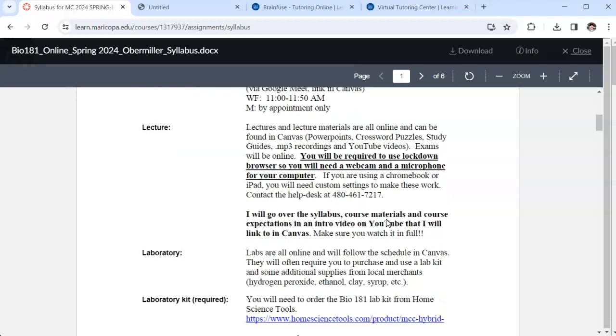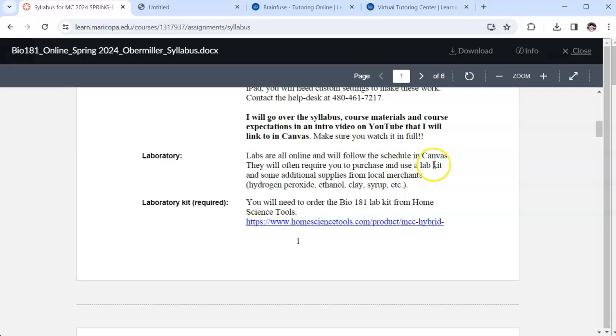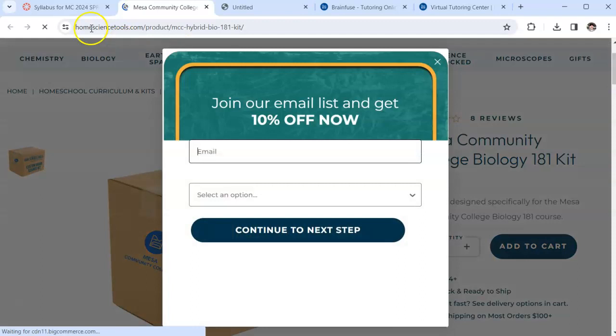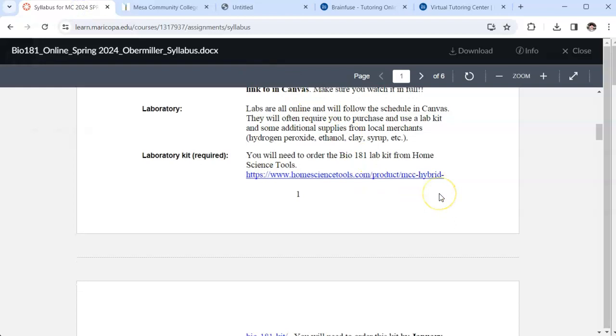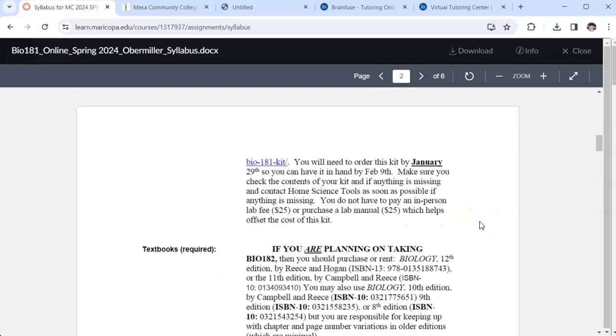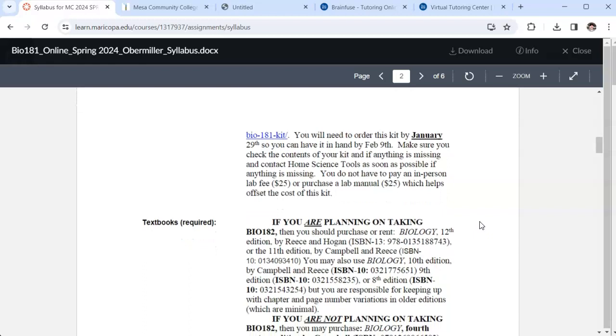All right, all the labs are online. Follow the schedule in Canvas. You need the lab kit, right? Here's the link to the lab kit, Home Science Tool. Just make sure you order that. You need to order it by the end of the week so that you'll have it in time for the first lab that you are going to do. So January 29th, you need to have it in hand by February 9th. So that gives you roughly 10 days to get it in, shipped.